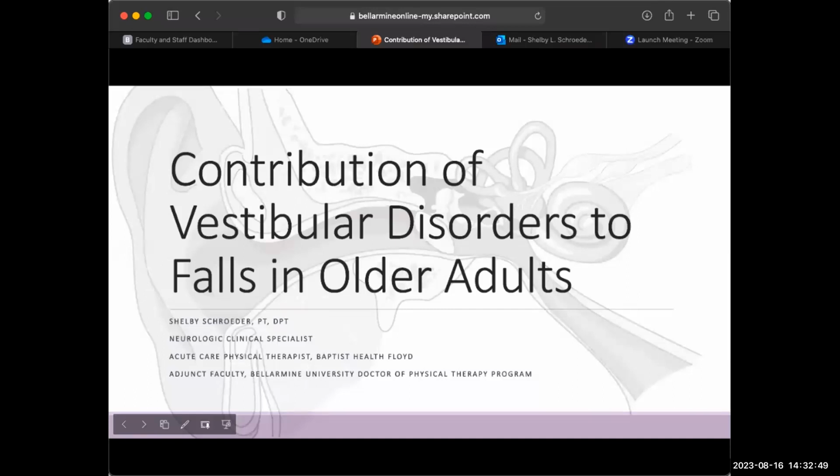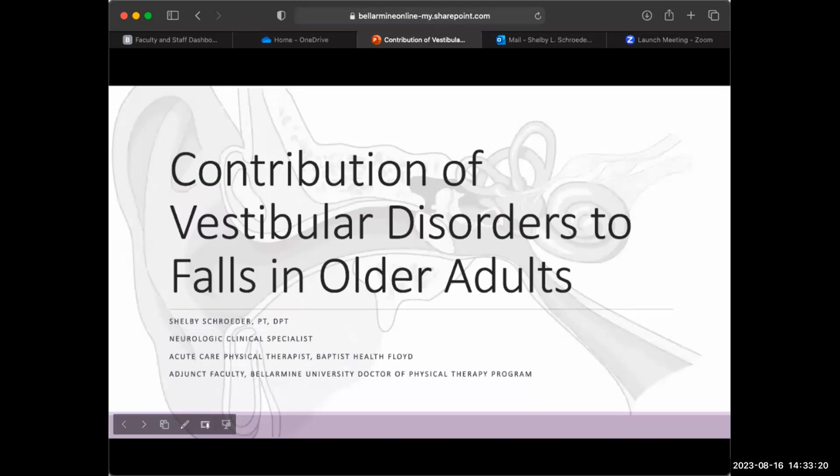So, older adults and falls. Once a year, 23% of older adults fall. So definitely a big issue there. And some things that increase the falls risk are dizziness, depression, and comorbidities and polypharmacy. Those are some big things to look out for with these individuals.